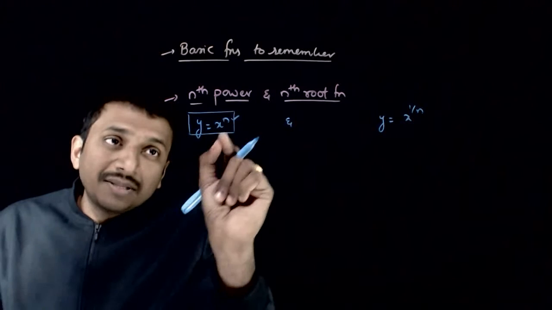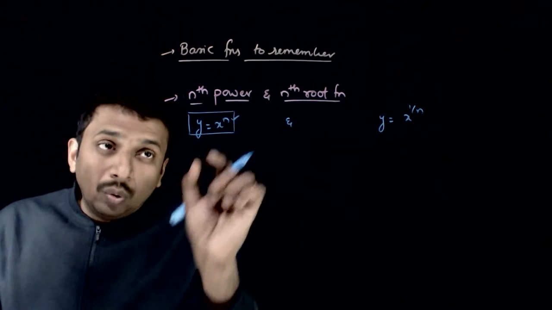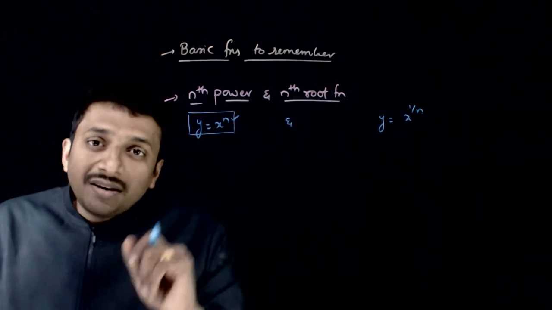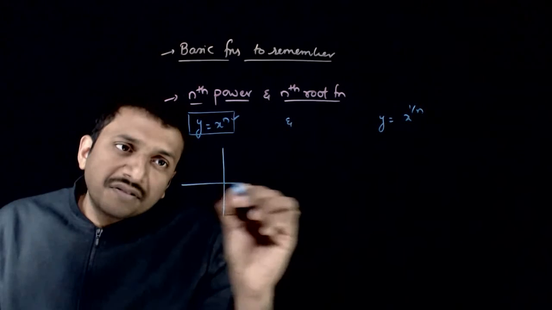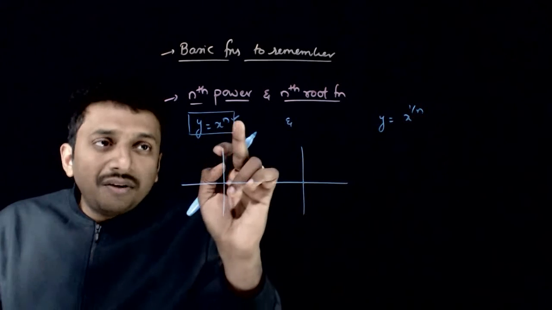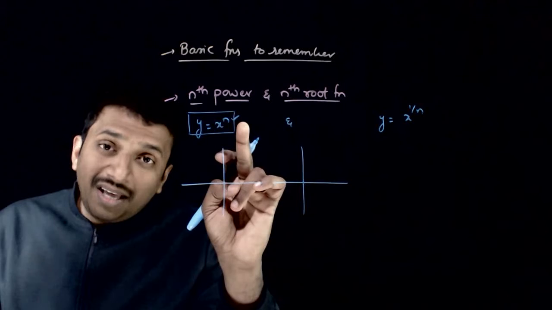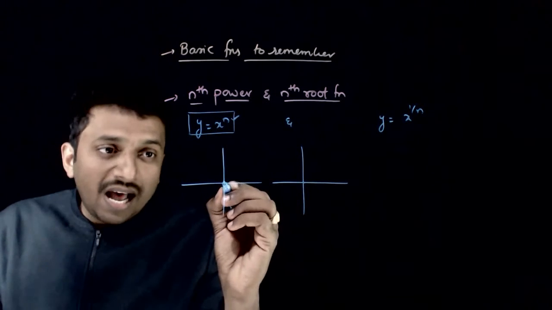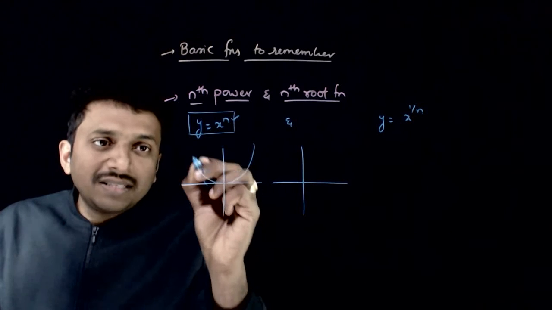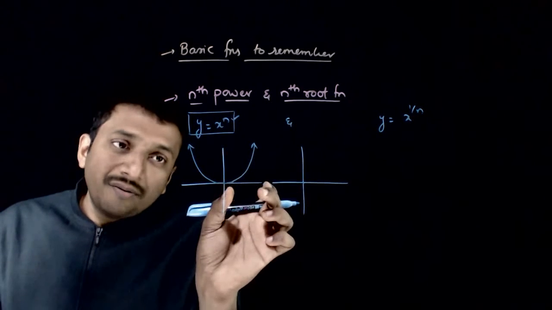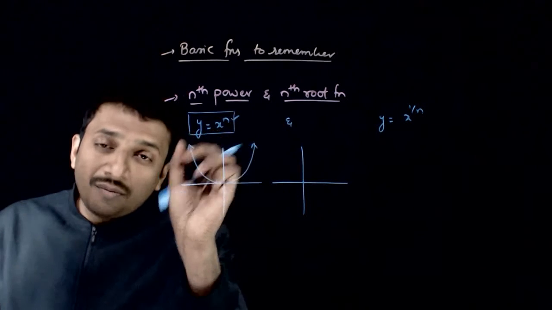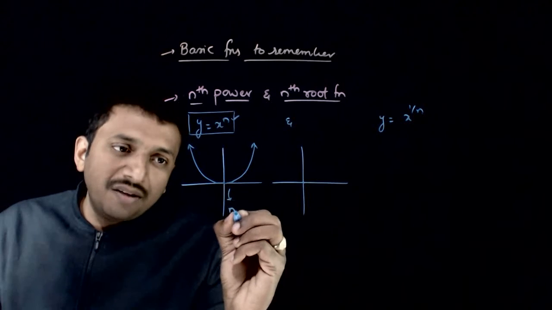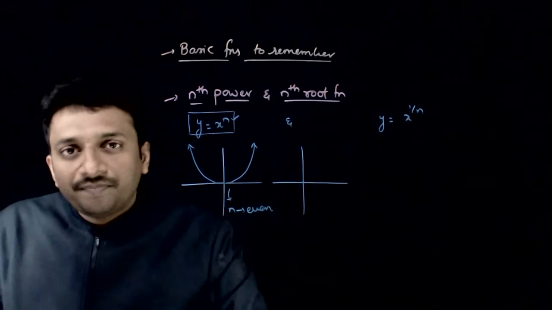We have already seen the examples of n is equal to 2, which is a square function, and n is equal to 3, which is a cube function. Now for a general n, the graphs look something like this. If n is even, the value of y is always positive. The graph lies in the first and second quadrants. Even for positive x, the value of y is positive. For negative x also, the value of y is positive. This graph comes if n is even.